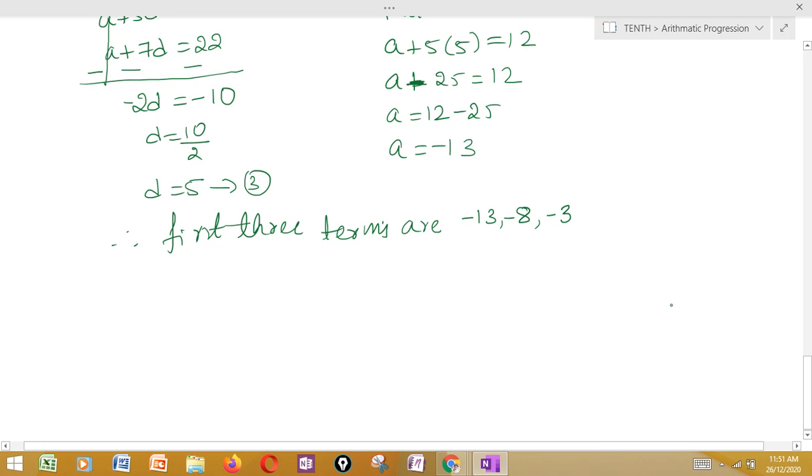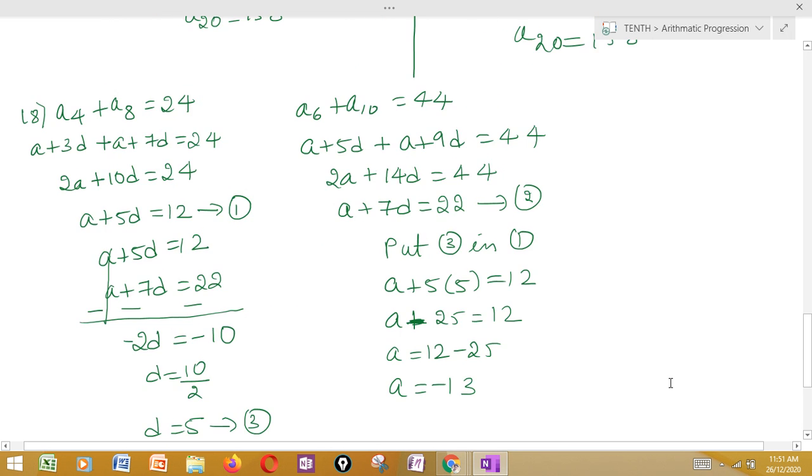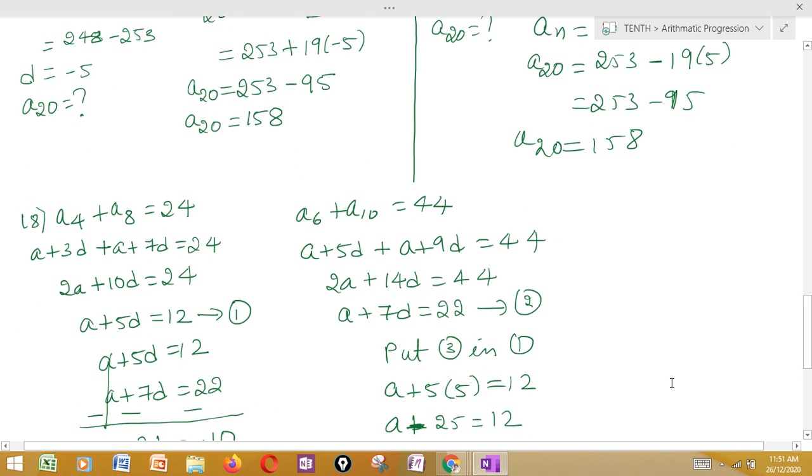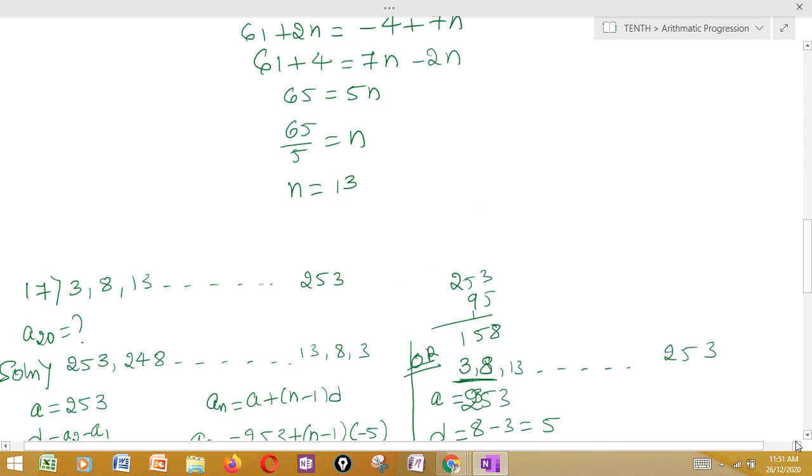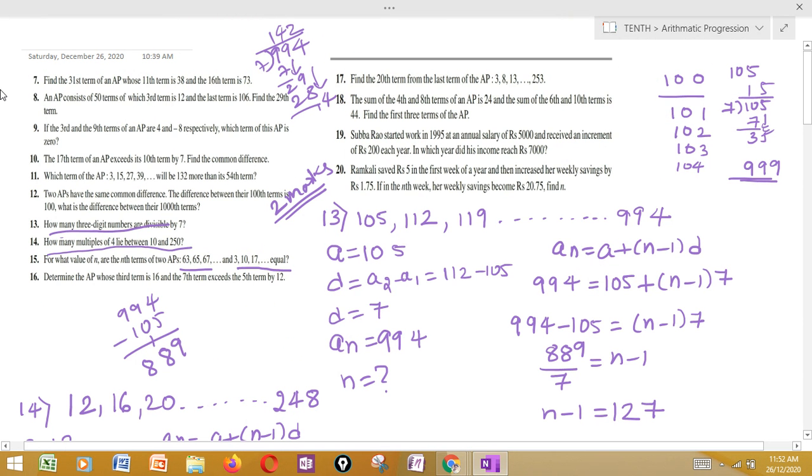Now, is there any doubt in this problem? No, sir. What we did, just simple simplifications. We got that D and A. Thereafter we wrote those first three terms. Is there any need to write a few more terms? No. Why? Because he has just asked for three terms. That is sufficient. Okay.